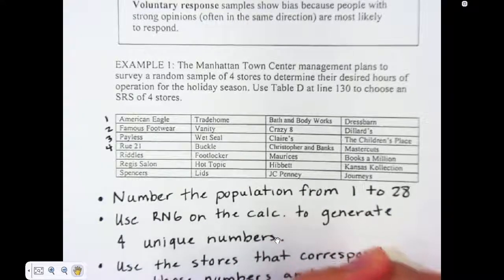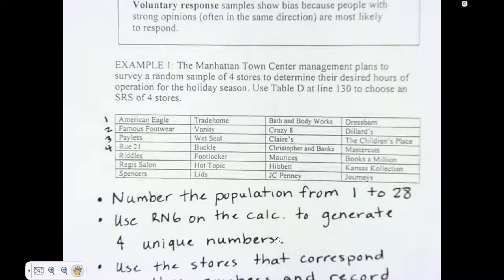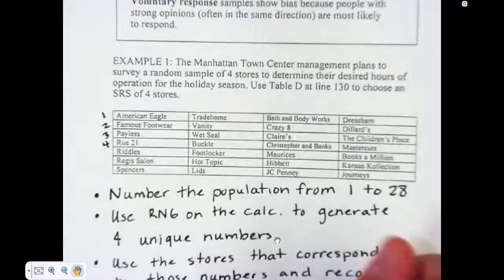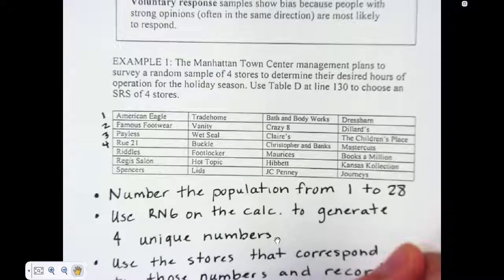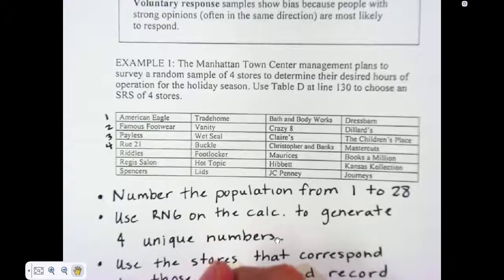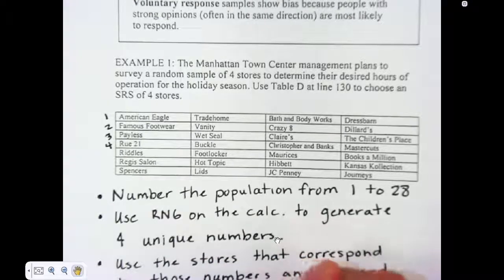Now, again, you do have to do writing in statistics. This first unit, there's a lot more writing than the other units. Okay, so that's how you take a simple random sample.